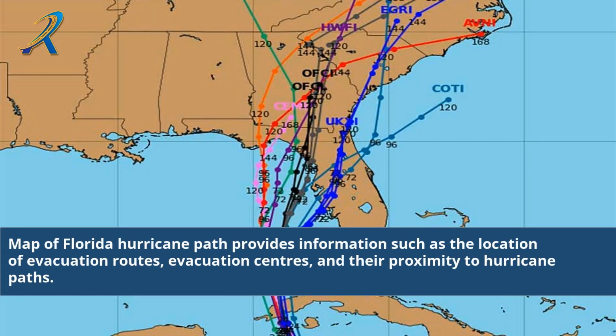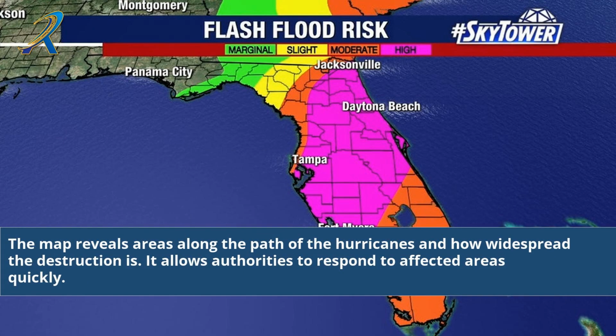Map of Florida hurricane path provides information such as the location of evacuation routes, evacuation centers, and their proximity to hurricane paths. The map reveals areas along the path of the hurricanes and how widespread the destruction is. It allows authorities to respond to affected areas quickly.